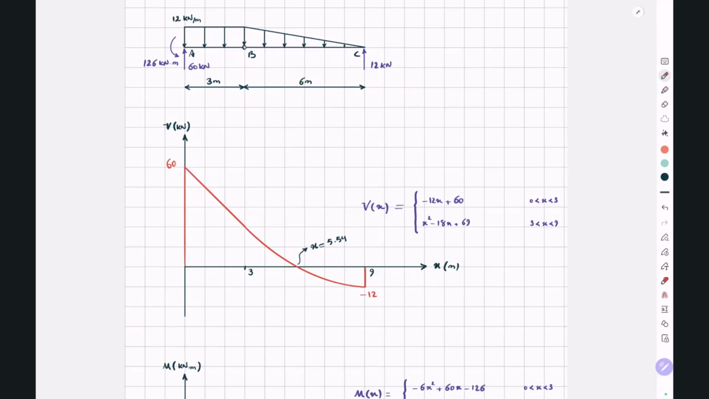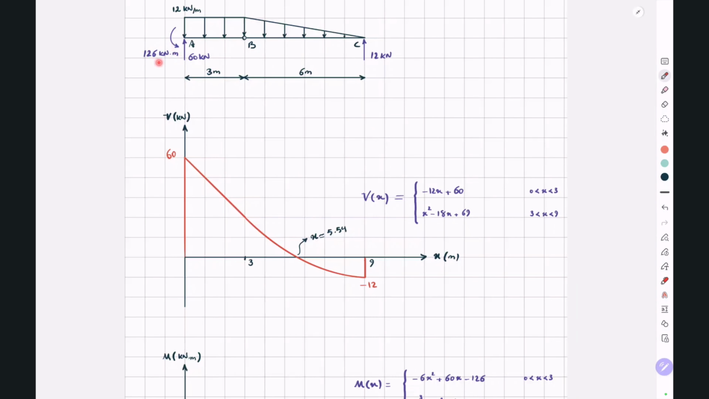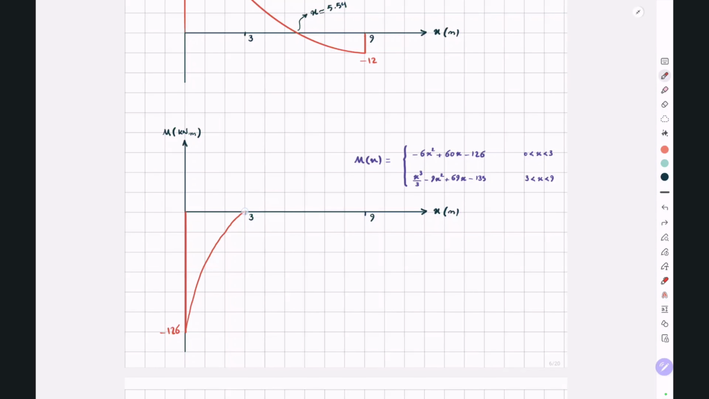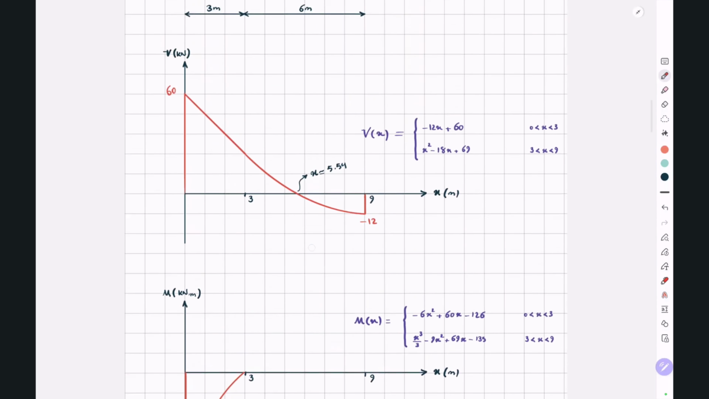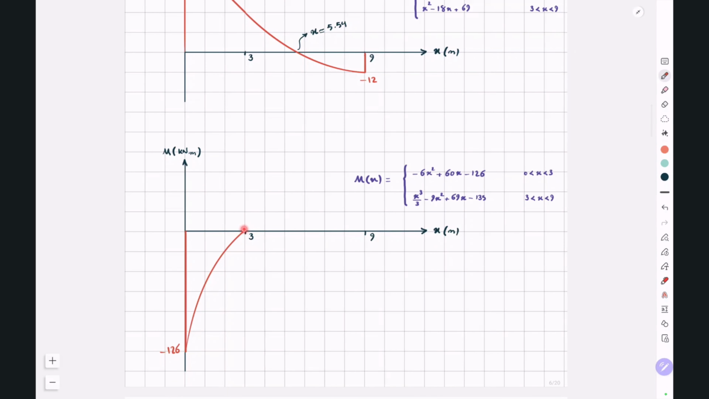Now for the bending moment, at x equals 0 or point A, we have a counterclockwise or negative support reaction with a magnitude of 126. So we have to go down. This is negative 126. From point A to B, this is our function for the bending moment. So we have a quadratic function, which will look something like this. At point B, where x equals 3, we have an internal hinge. So the moment will be equal to 0. This is M equals 0.